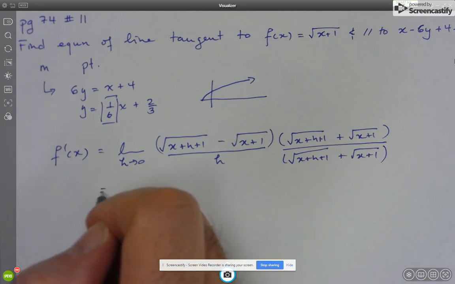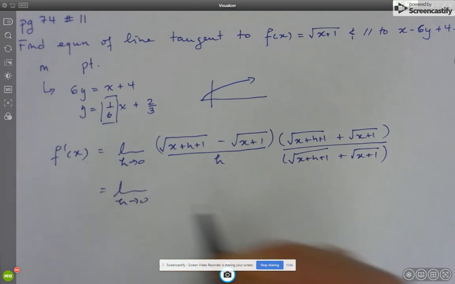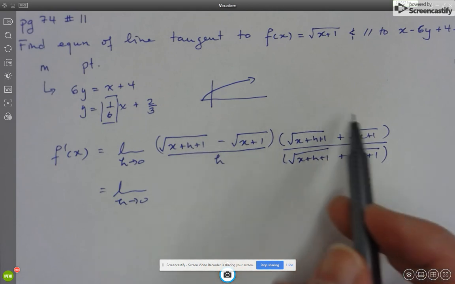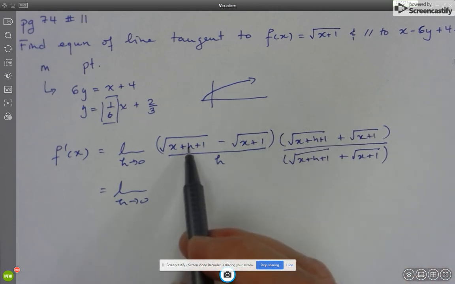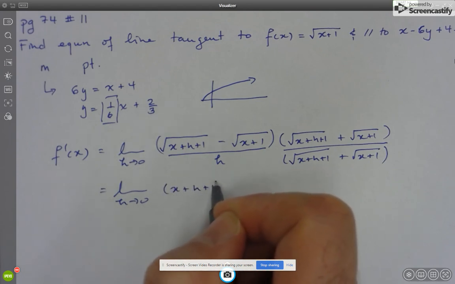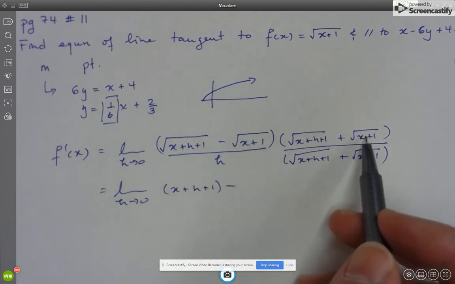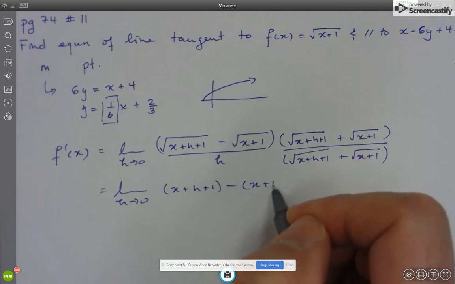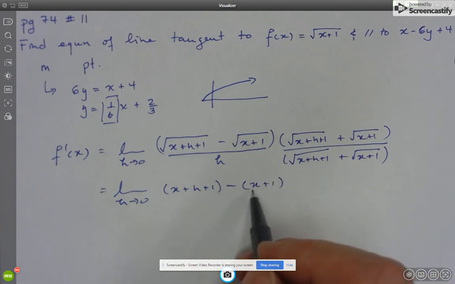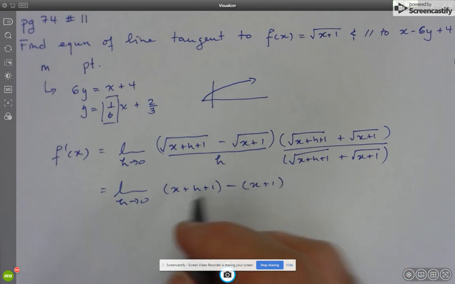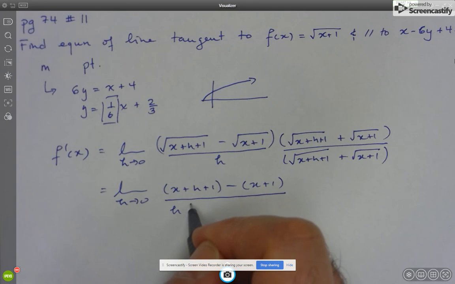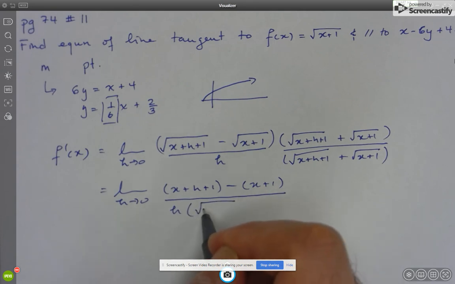All right. So let's simplify now. So here I've created a difference of squares. So the middle terms cancel out. So I'm just left with the first term squared, which is x plus h plus 1, minus the second term squared, which is x plus 1. And again, put everything in brackets, because here this subtraction will make a difference to that numerator. And so in the denominator we have h times that conjugate.